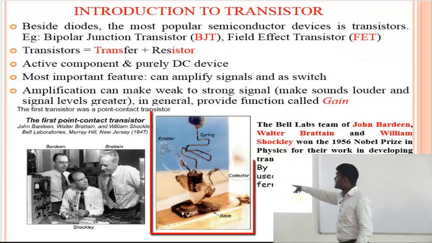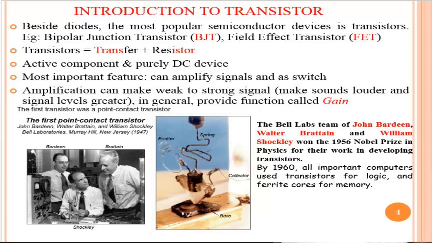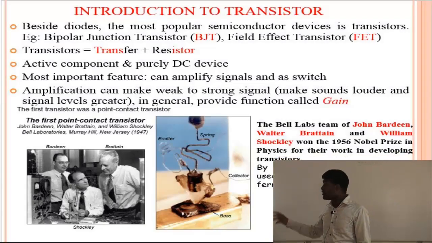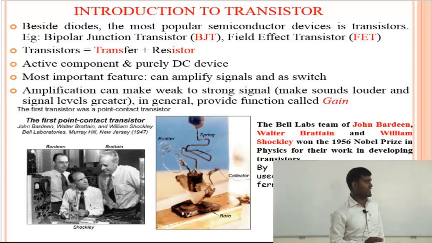This is the first point contact transistor, in 1947. After that, in 1956, these three brilliant persons got the Nobel Prize for producing the transistor. In this point contact transistor, one spring is there, and the emitter, collector and base. The emitter is used for emitting the electrons, and the base acts as a gate, a controlling circuit. Then the collector collects. Its structure was very large, and nowadays it is reduced to a small type.